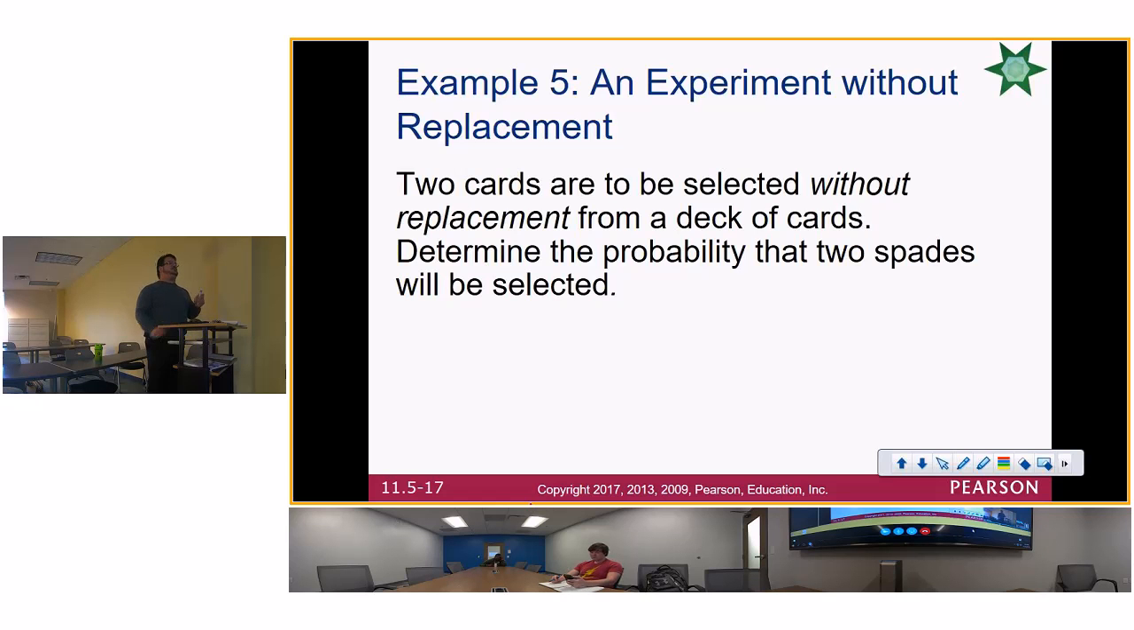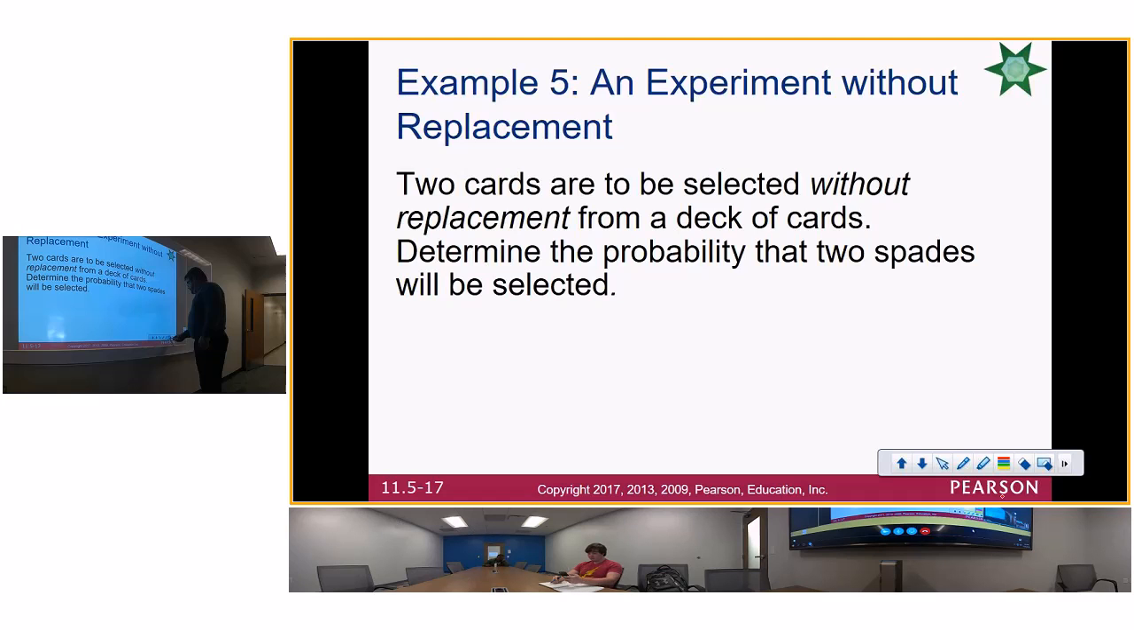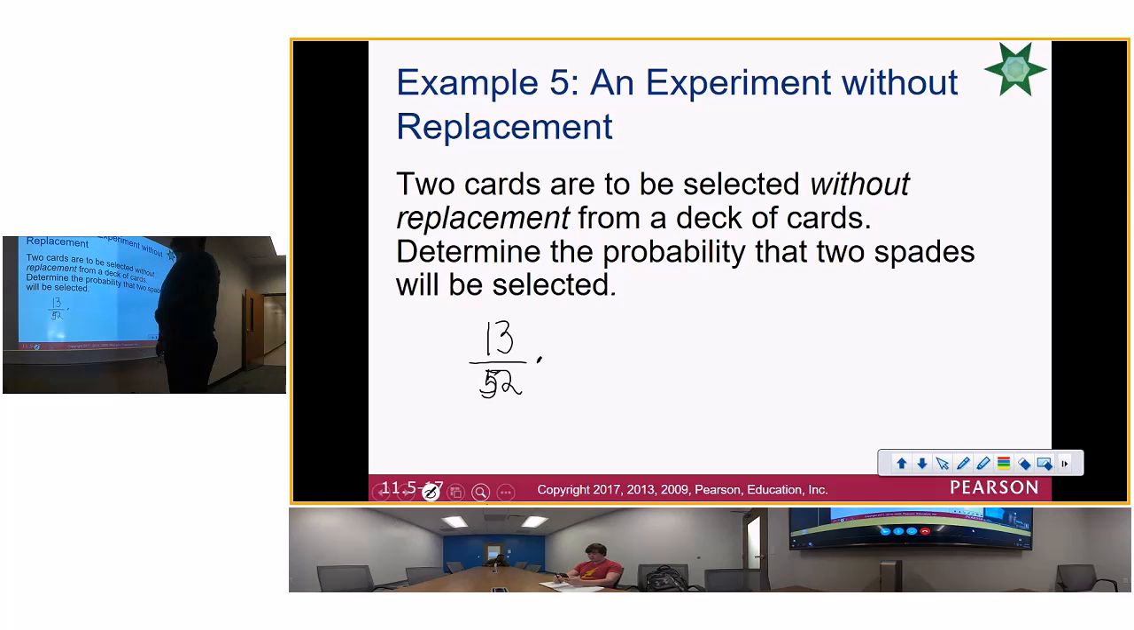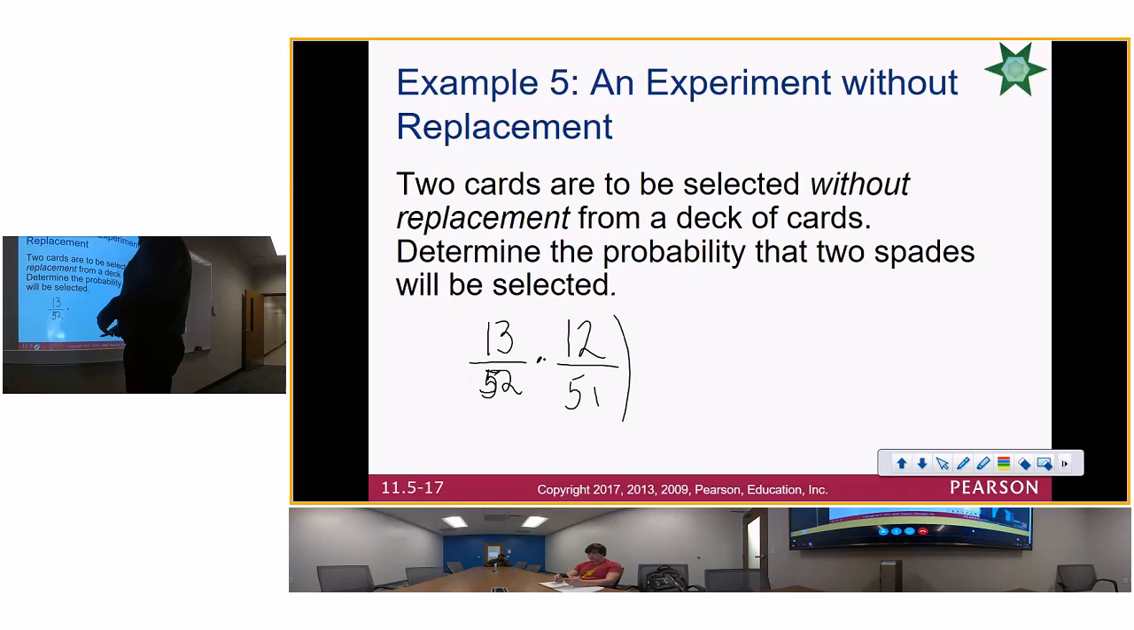How many spades are in a deck of cards? 13. So the first one would be 13 out of what? 52. The second one would be what? You put one in your pocket. What would the next draw be? 12 out of what? So multiply those 2.